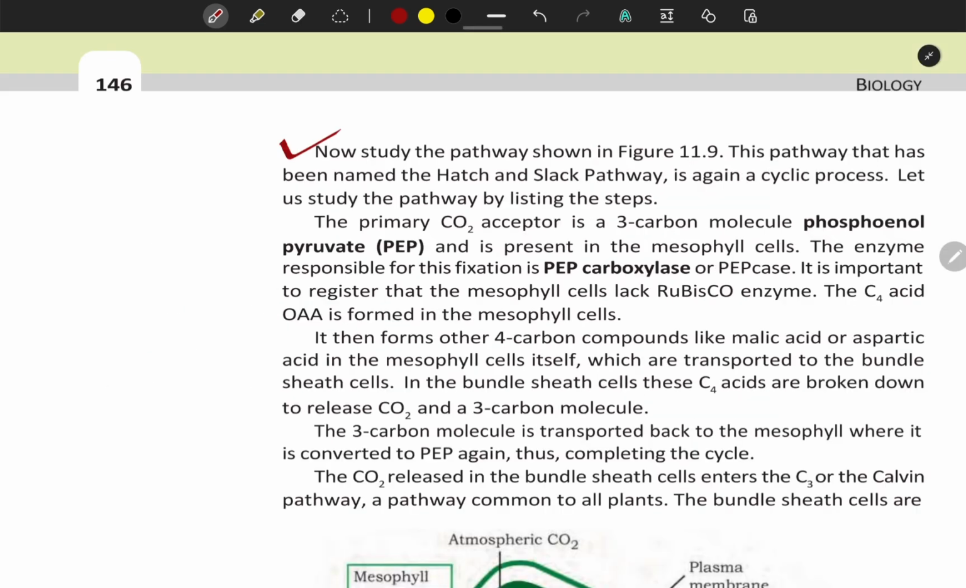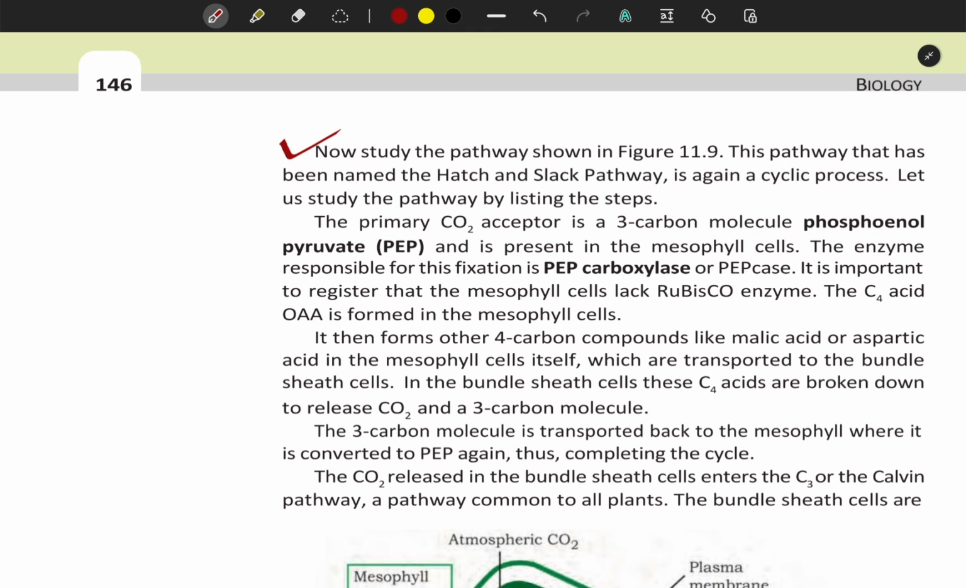Now study the pathway shown in figure 11.9. This pathway, which has been named the Hatch and Slack pathway, is again a cyclic process. Let us study the pathway by listening to the steps. The primary CO2 acceptor is a 3-carbon molecule, phosphoenol pyruvate, that is PEP, and is present in the mesophyll cells. The enzyme responsible for this fixation is PEP carboxylase, or PEPcase. It is important to register that the mesophyll cells lack the Rubisco enzyme.